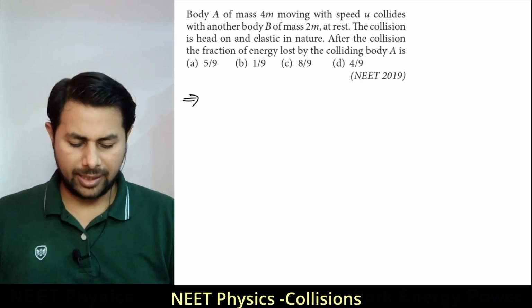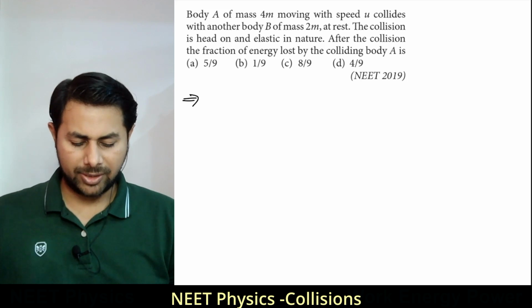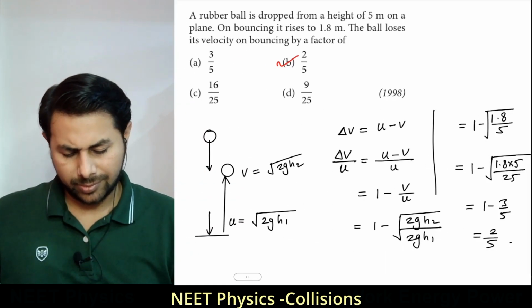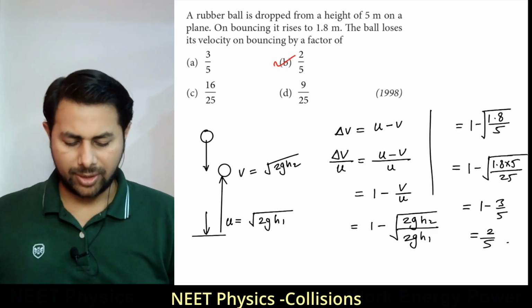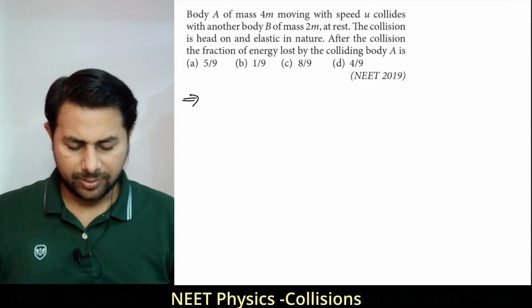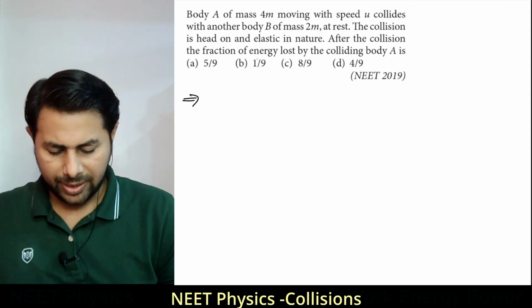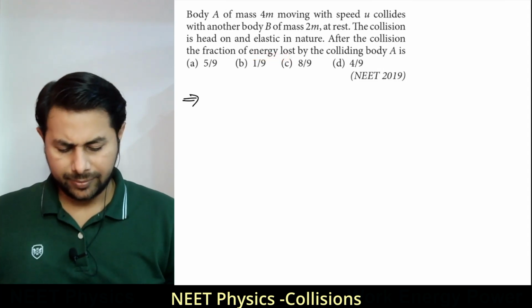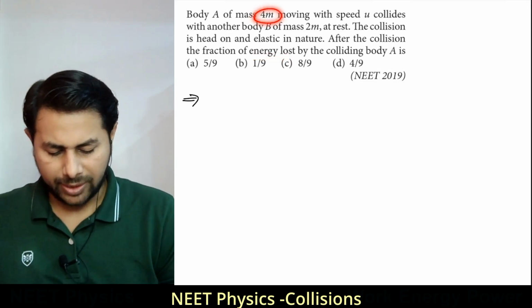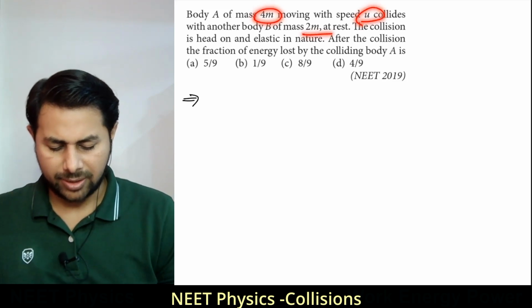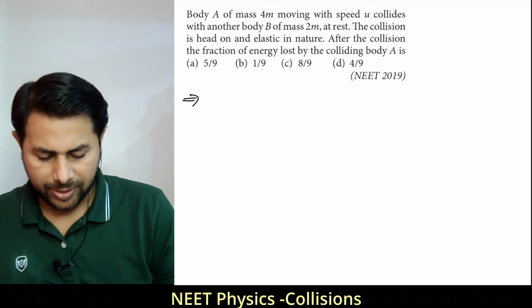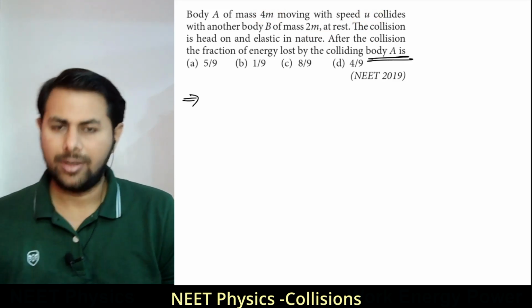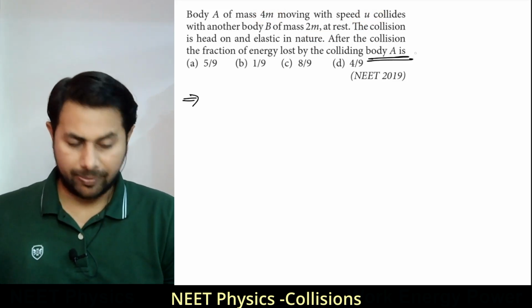In the last one they had asked what is the fraction of velocity lost, and in this one they are asking the fraction of energy lost. Okay, so a body of mass 4m moving with speed u collides with another body of 2m. So you can find the initial kinetic energy of the first body, because we want to find the fraction of kinetic energy lost by the first body.